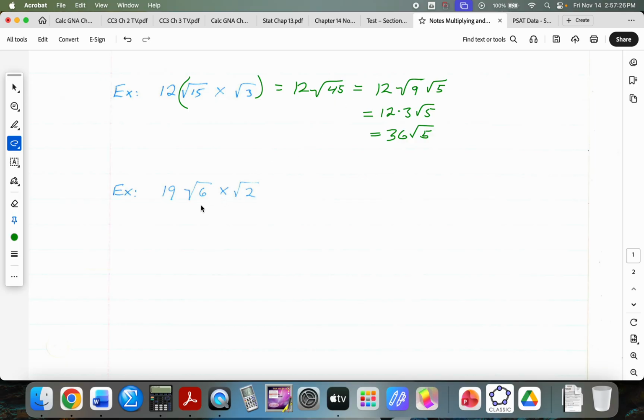All right, let's do this. 19 square roots of 6 times the square root of 2. Again, we're going to group those two together. So that's 19 square roots of 12. What's a perfect square number that divides evenly into 12? 4.